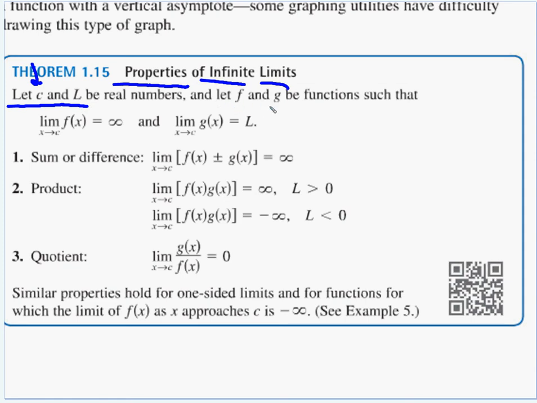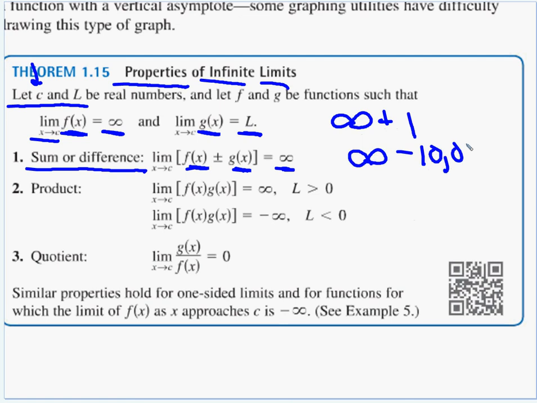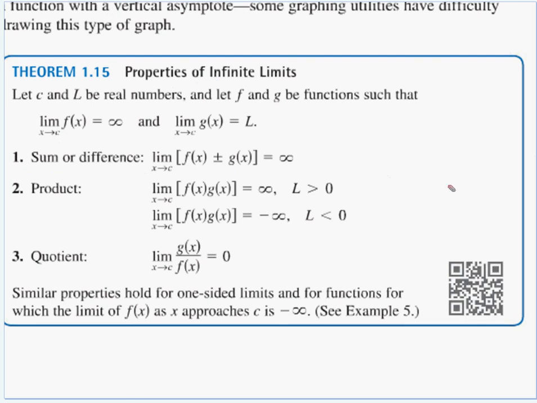Two functions, f and g. Here, function f, as we approach C, has a limit of infinity. Function g has some number, like 7 or 10 or 15. It doesn't matter. It is just a real number. It's not infinite. So if we have the sum or difference, if we add infinity plus or minus some finite number, that's going to be infinity. Think about infinity plus 1. Well, that's just infinity. Or even infinity minus 10,000 is still infinity. If you take infinity and add or even subtract some finite number, the result is always going to be infinite.